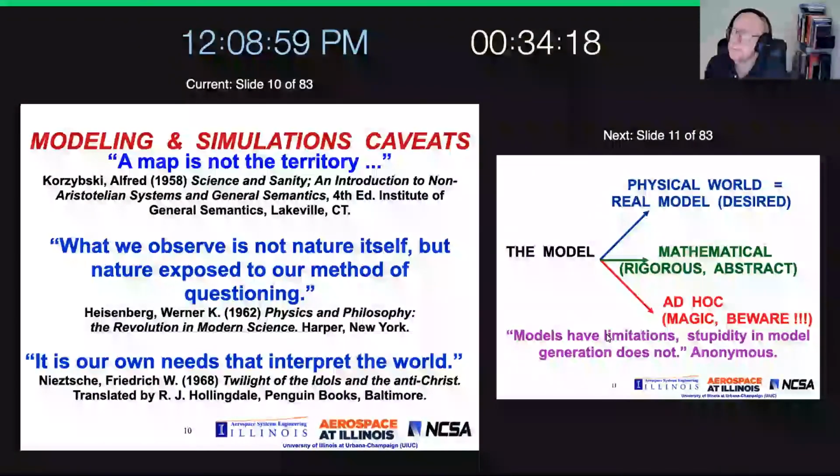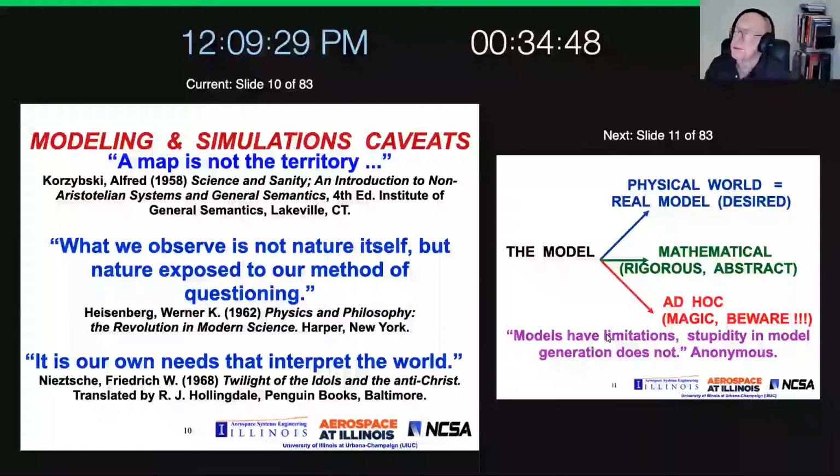I present you here with three quotes, and they're very apropos to modeling. In other words, just because we have a model, it's not the real thing. That's what Korzybski meant by a map is not the territory. It's useful, but it's not the end of what's going on.